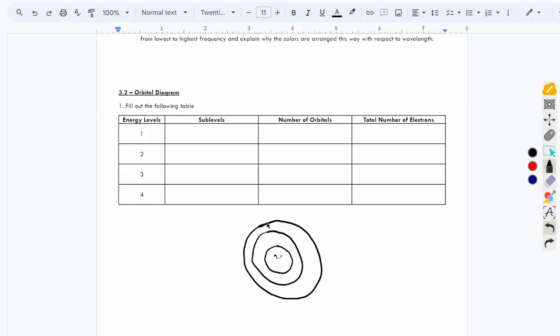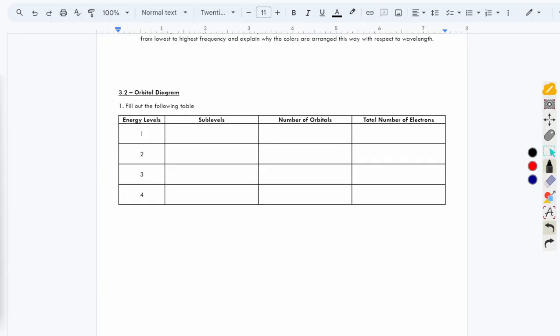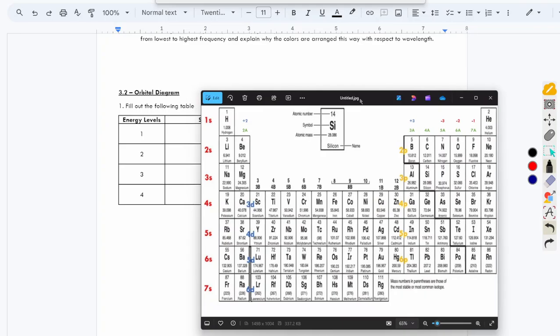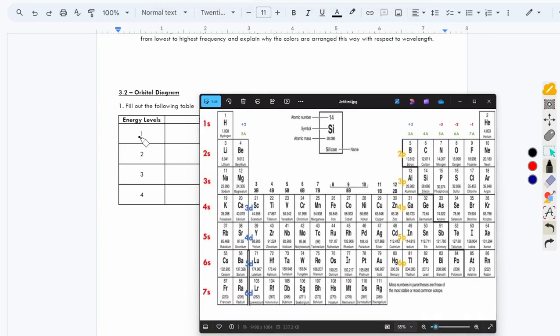All right, so the energy levels refer to the rings that we draw. For instance, energy level 1 would be the first ring, energy level 2 will be the second ring, and so on and so forth. But also, these refer to, we cannot forget, our periodic table, right? Energy level 1 is the first period, and energy level 2 is the second period, and so on and so forth. So don't forget that, okay?